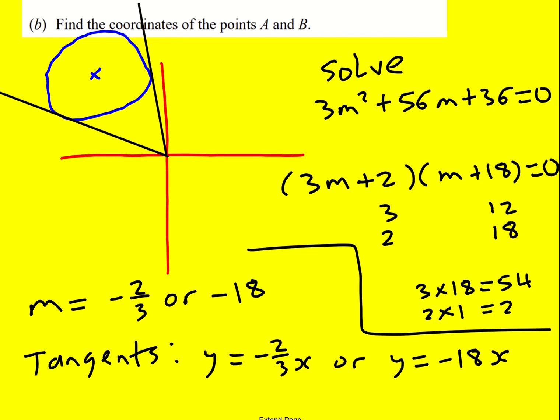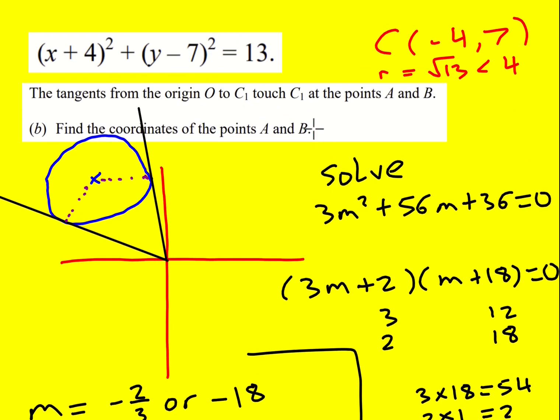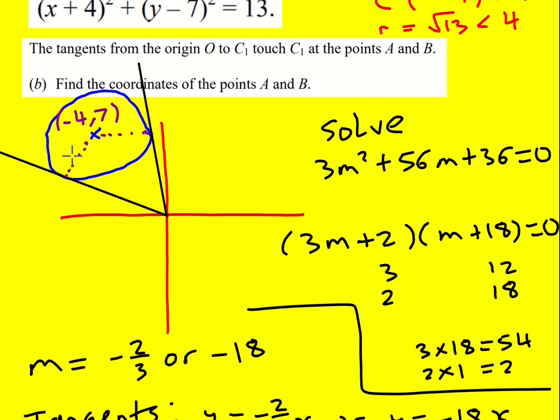I've got to admit, I used implicit differentiation. I think it's more complicated, so I will go through that, but I'm going to show you the other way first. So what we can do is we can draw from the center. Remember, the center is -4, 7. We can draw radii from the tangent to the center and then to the origin as well.